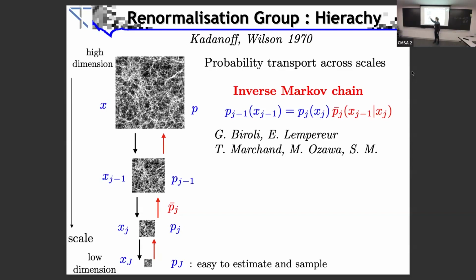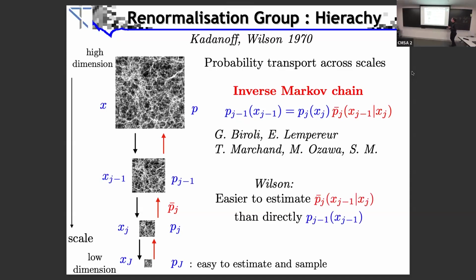So what we're going to do is exactly the inverse transport that I previously mentioned. We're going to begin from the very small dimension probability distribution and progressively go upscale up to the fine scale and get a model of P. And to go from coarse scale to fine scale, we compute the probability distribution at fine scale from the probability distribution of coarse scale by multiplying by this conditional probability distribution. So this is the work done with Biroli, Etienne Blanqueur, Thierry Marchand, and Misaki Ozawa.